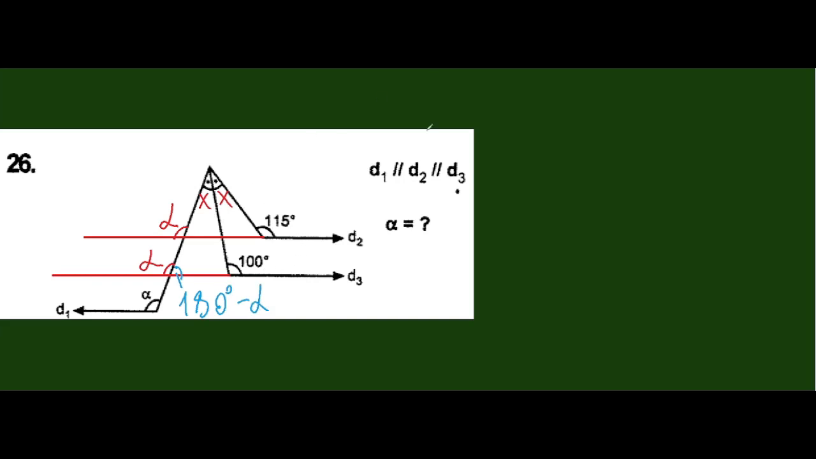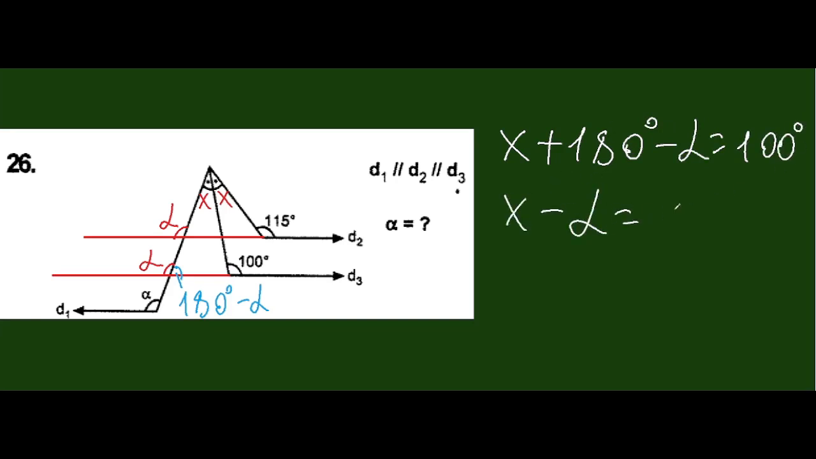So we need this line also. We need this line. We don't need it, because this angle is 100 degrees. So first of all, we'll write down the first equation that we need. So x plus 180 minus alpha will equal 100. From here, x minus alpha will equal minus 80 degrees for now.